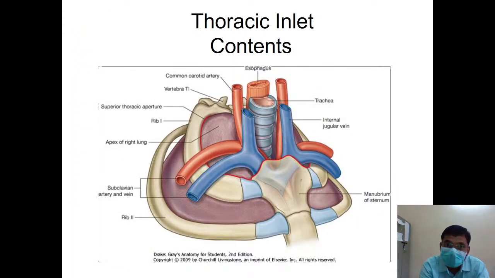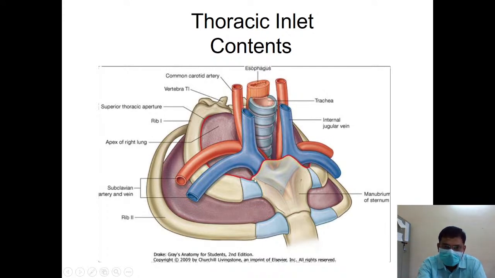Coming to the contents of the thoracic inlet, I told you the arteries and veins separately. There are 3 arteries: the brachiocephalic trunk, left common carotid artery, and the left subclavian artery. Coming to the veins, they are the right and left brachiocephalic veins. The other structures I told you already: the trachea, the esophagus, and you can see this is one apex of the lung with the pleura. These are all the structures passing through this inlet of thorax.